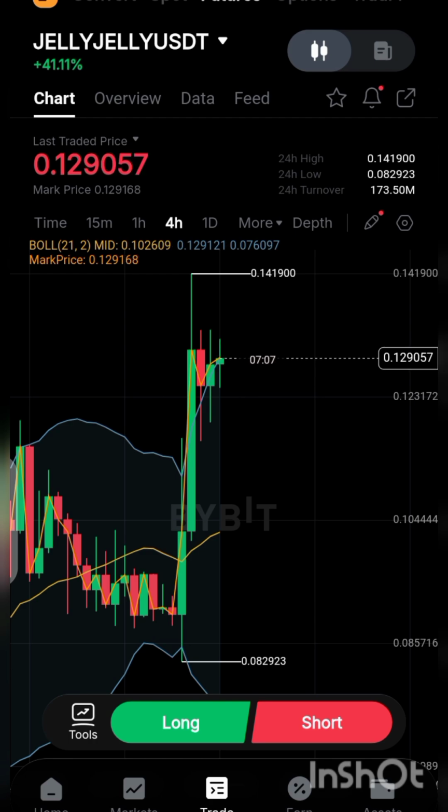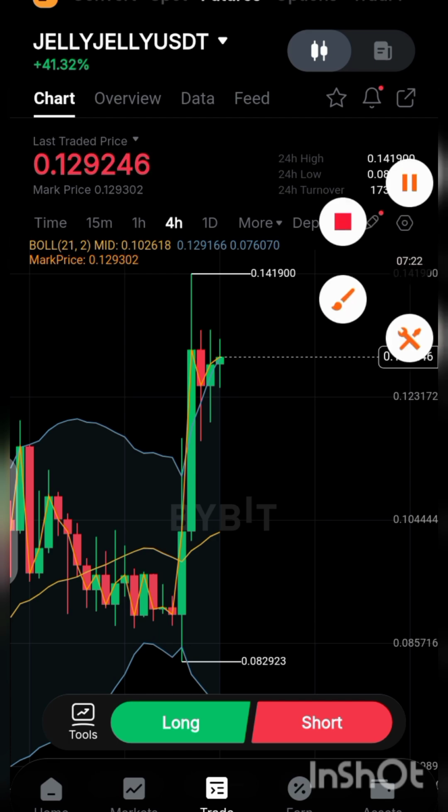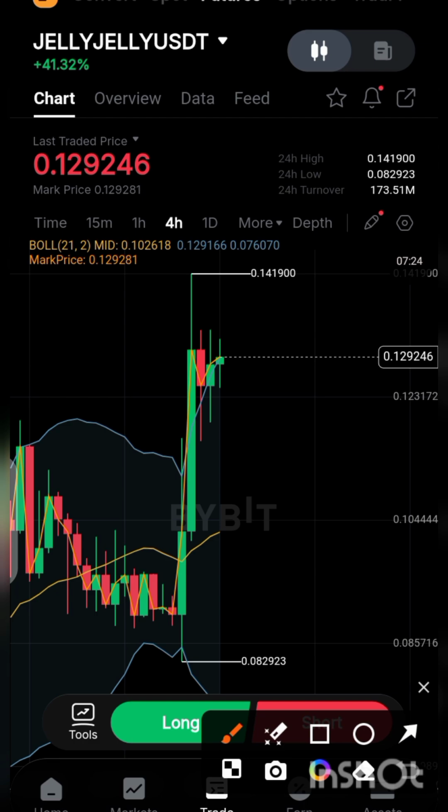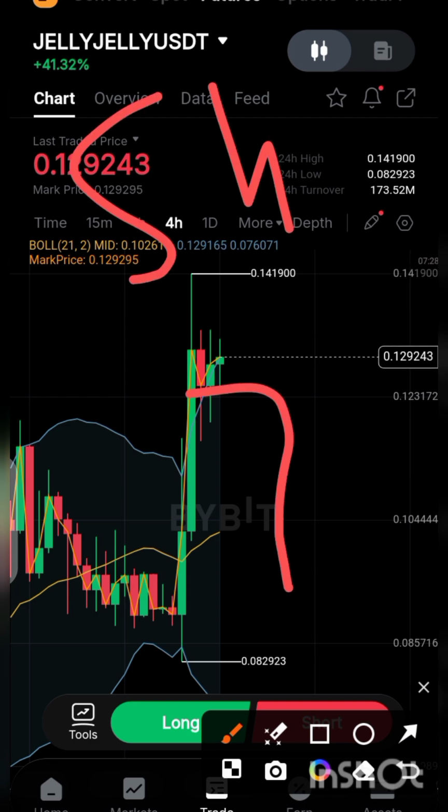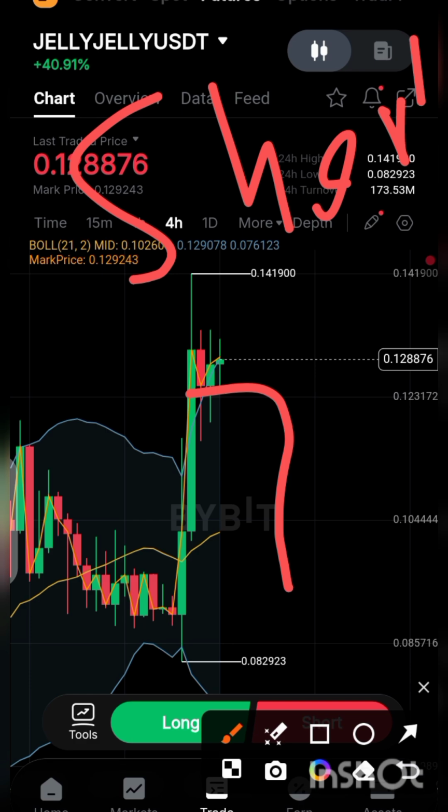So what I'm going to do is wait for it to close a red candlestick inside this particular line. Immediately it closes it, I'm going to short this particular market, saying that this market is going to go down. So I'm going to short the market. Simple. And immediately I short it, I'm going to make a lot of profit.